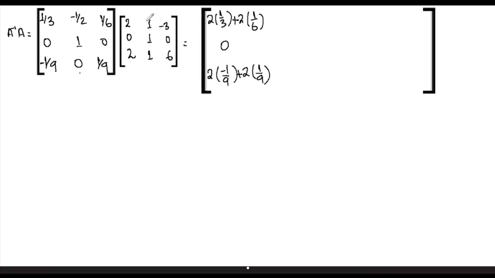Then we have this entry, which is first row and second column. So first row multiplied with the second column, we have 1 by 3 into 1, we have 1 by 3. Then minus 1 by 2 into 1, we have minus 1 by 2. And then we have 1 by 6 into 1 is plus 1 by 6.